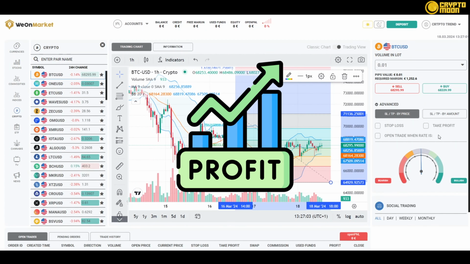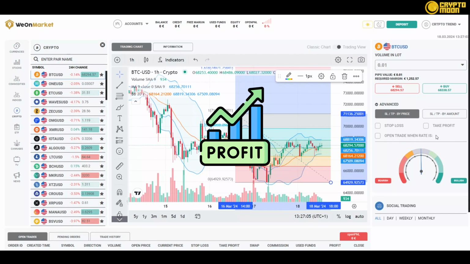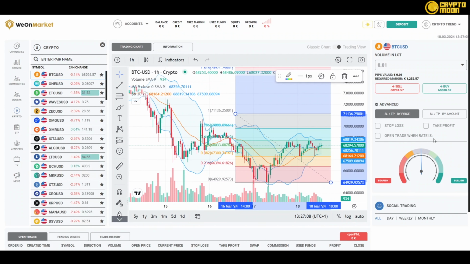There is also the take profit. So, for example, let's say you invested $1,000 on Bitcoin. Once that $1,000 reaches $2,000, then the trade will be automatically closed and you will be getting all the profits.